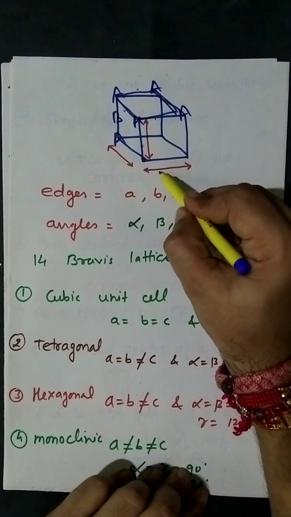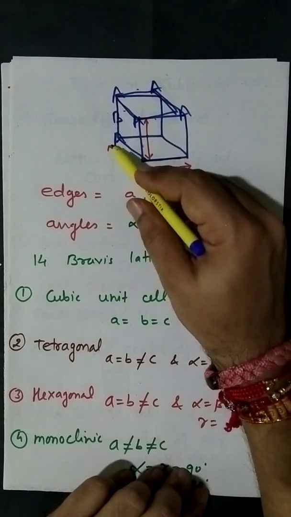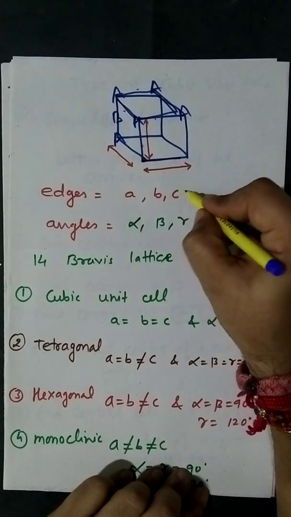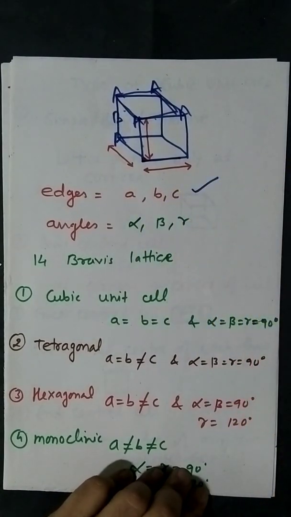A cube has three edges: its width, its depth and its height, and these edges are represented here by the symbols A, B and C.